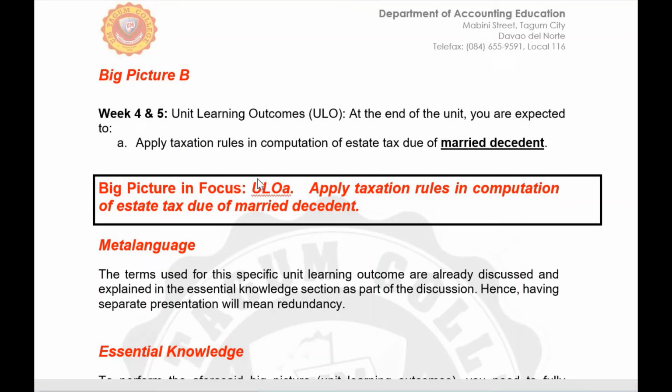Welcome to the continuation of our discussion on state taxation. Previously we discussed the taxation rules in computation of the state tax due of an unmarried resident. Now, for weeks 4 to 5, we shall be discussing taxation rules in computation of the state tax due of a married resident.